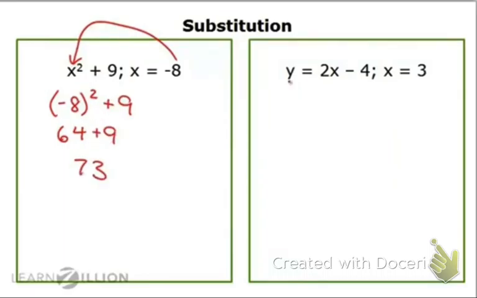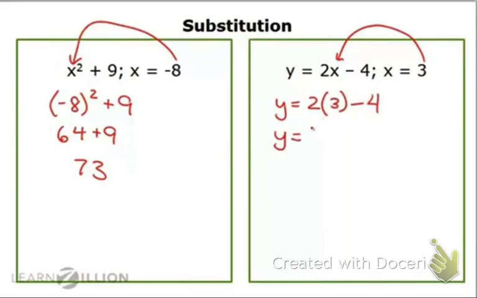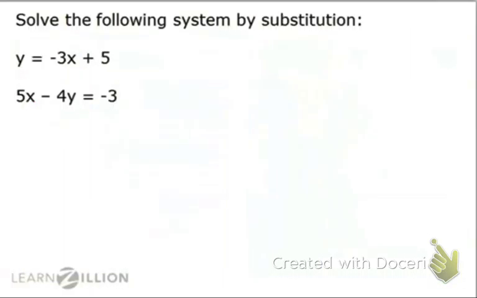So I get (-8) squared is positive 64, plus 9 equals 73. And the next problem, y equals 2x minus 4, where x is 3. Again, I know what x is. I'm going to substitute 3 in for x. And I get y equals, well, 2x is the same as 2 times x, so 2 times (3) minus 4, again using parentheses. So in this case, y is 6 minus 4, or y equals 2. Let's see how this idea works in solving a system.